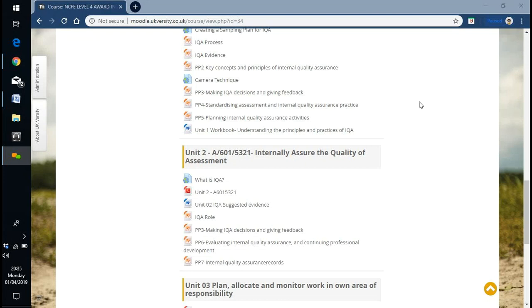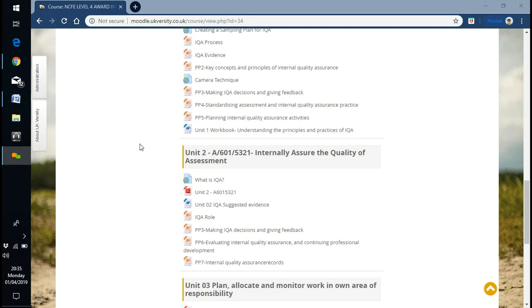I need some work off most of you urgently now because we're getting closer to the deadline for the EQA to come in. So I would like you all to make a start, at least on the workbook for Unit 1, to try and get each of the sections finished.